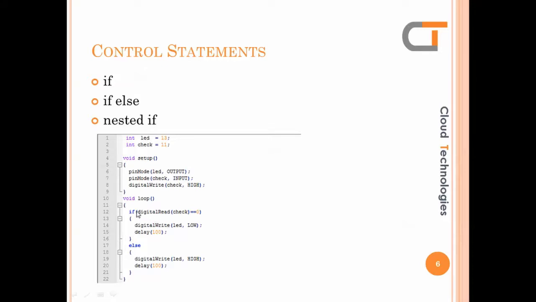In this if condition we can observe the digitalRead of check. If the returned value of digitalRead is 0, then only the if condition is true, or else control goes to the else part. In this condition, if the digitalRead is true, then we are making the LED low, meaning we are switching off the LED. If not true, then we are making the LED high, meaning we are switching on the LED in this scenario.